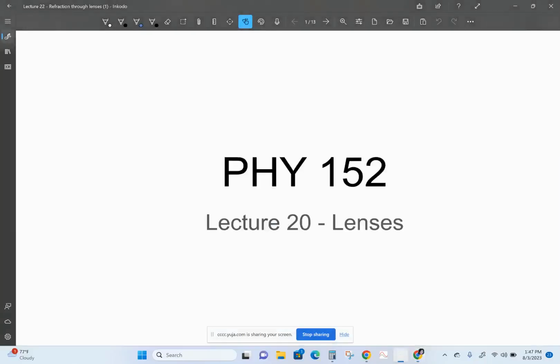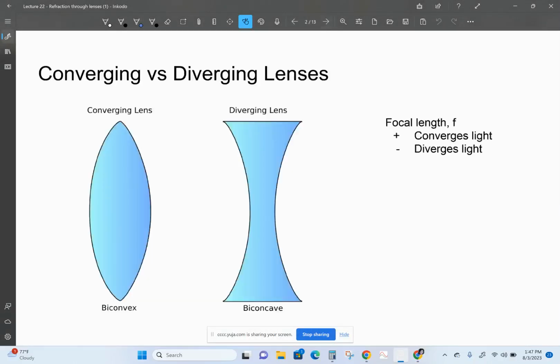Okay, so now let's talk about what happens when we take a piece of glass and change its shape. We create a lens. There are two types of lenses. There's a converging lens, which is called a convex lens. And there's a diverging lens, which is called a concave lens. So let's concentrate on the converging lens first.